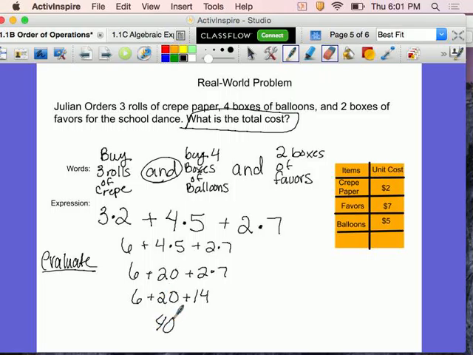I know the answer is 40, word problem, so write your sentence. The total cost is $40.